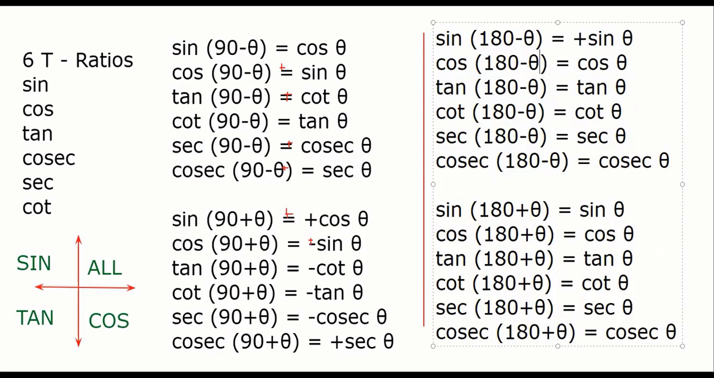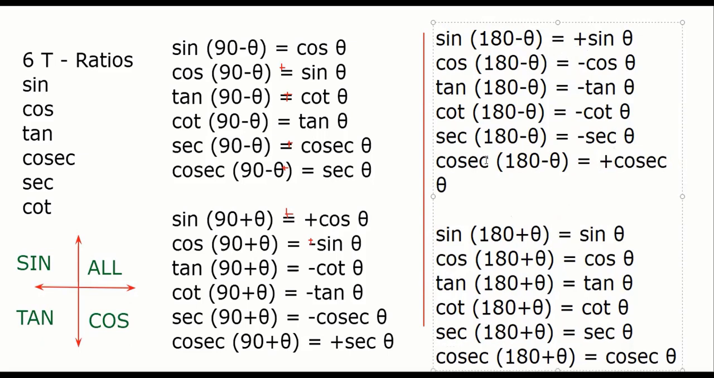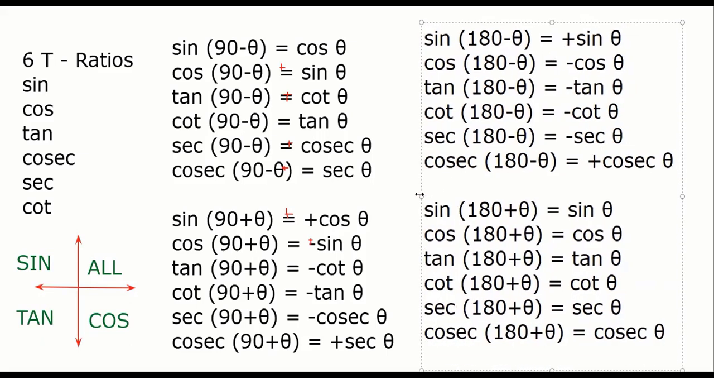Cos 150. Which quadrant? Second quadrant, negative, because in the second quadrant only sine is positive. All Silver Tea Cups. Tan 150: second quadrant, negative. Cot will be negative, sec will be negative, and cosec will be positive because sine is positive. Everything is related, guys. You just need one concept.